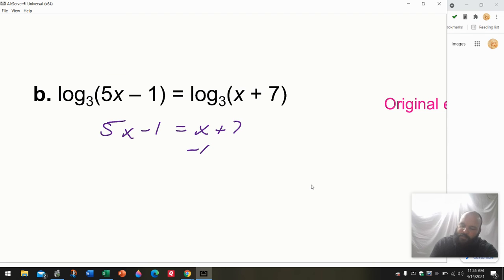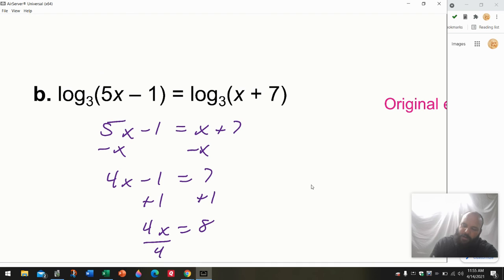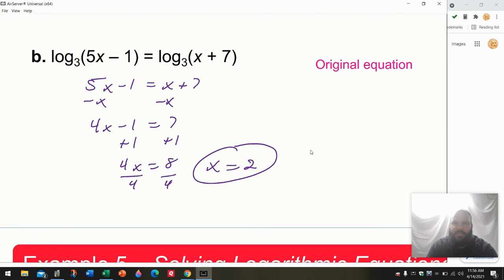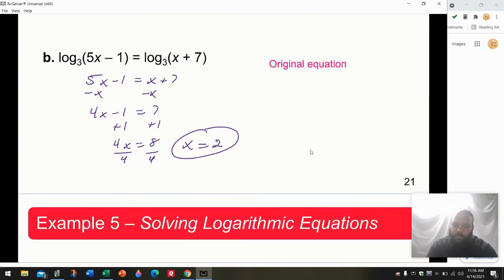And we solve it by subtracting x from both sides, adding 1 to both sides, and then dividing by 4. And we get x equals 2. So that was a pretty easy one. The one-to-one property, when things are set up already for you, tends to be pretty simple: you just set the things that are being logged equal to each other and solve.